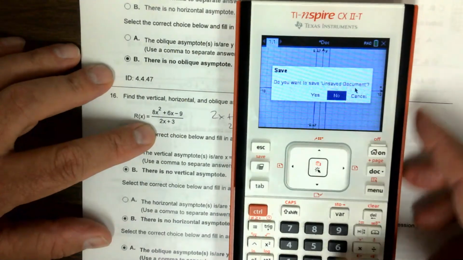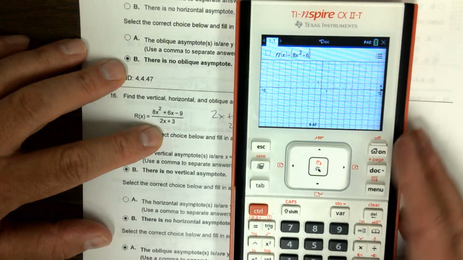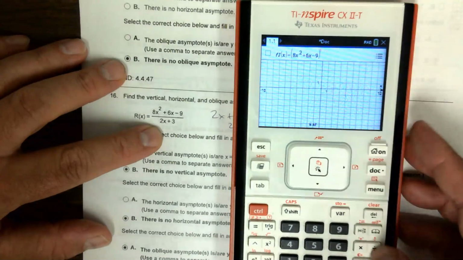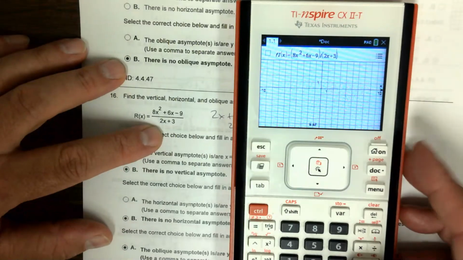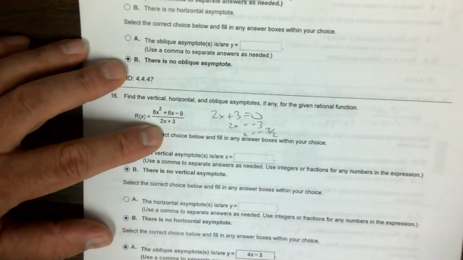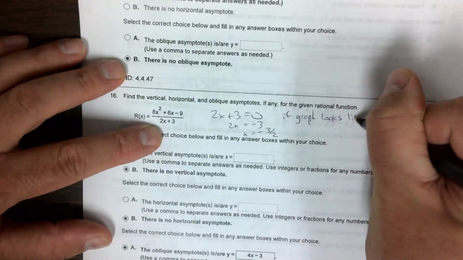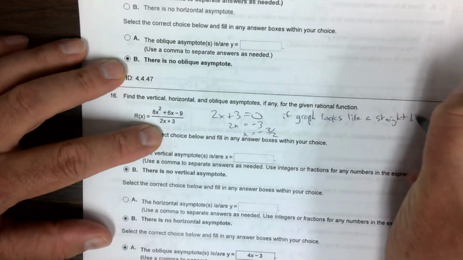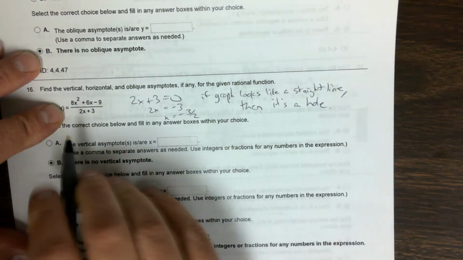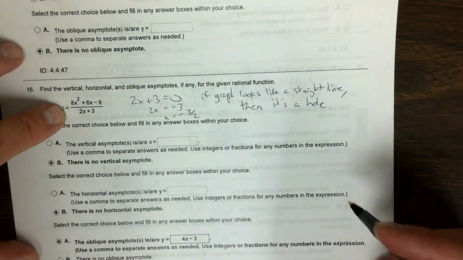If we do parentheses 8x squared plus 6x minus 9, divided by parentheses 2x plus 3, oh, it looks like a straight line. So if the graph looks like a straight line, then it's a hole on this problem because your degree is 1 greater. So now, mathematically, how would we know that?